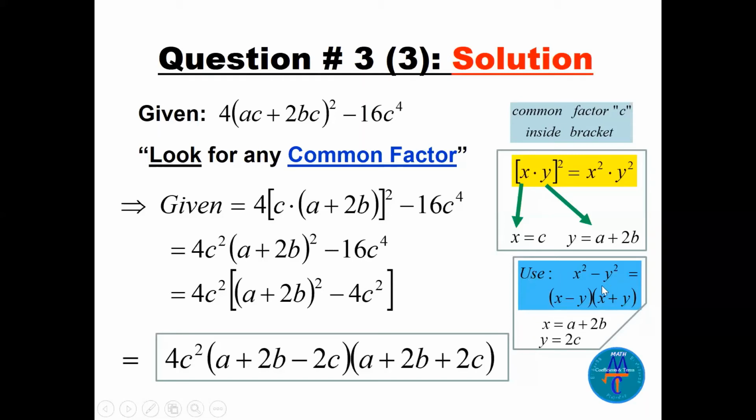Now this is similar to this formula here, the blue one. X squared minus y squared, so it's x minus y, x plus y. But remember x now is this one, A plus 2B. See, this is the x here. I put here this one to help you. Y is 2C inside because we have 2C all squared. So y is 2C. Now, x minus y, so this is A plus 2B minus 2C, plus 2C. And don't forget the common here, 4C squared. Very nice question, really. It has two common factors.